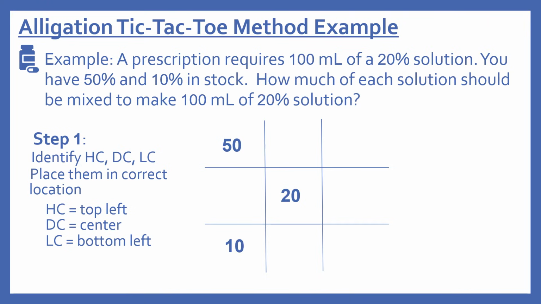A prescription requires 100 milliliters of a 20% solution. You have 50% and 10% in stock. How much of each solution should be mixed to make 100 milliliters of 20% solution?